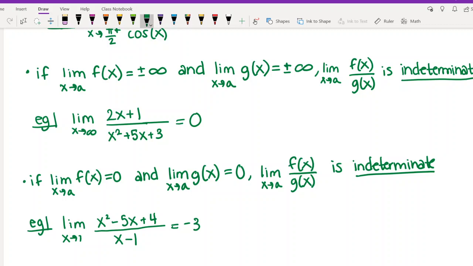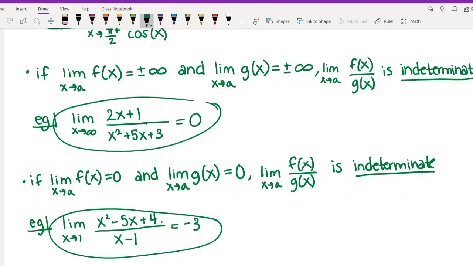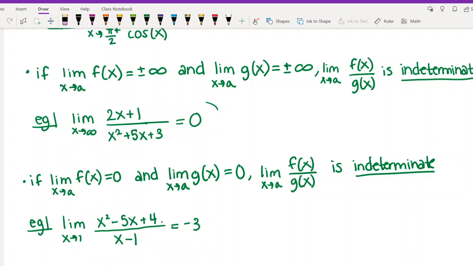So the two that I wrote here already, these ones, we already have methods that we can use to figure out their limit. But I just want to write down a couple of other examples where we don't actually have those methods yet.